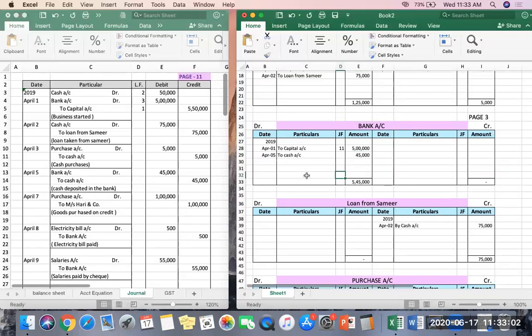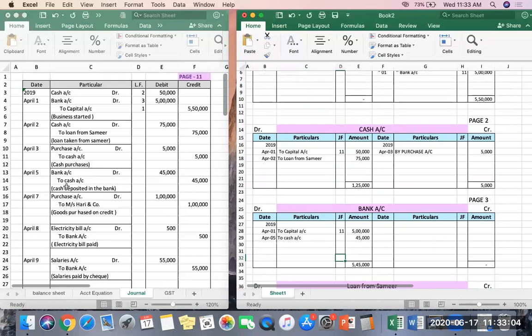Another entry here is in the cash account, so we'll go back to the cash account. Cash here is on the credit side. Again, you have one more entry on April 5th, by bank, 45,000. I hope you all learned very well. Very good, children. I'm so happy.